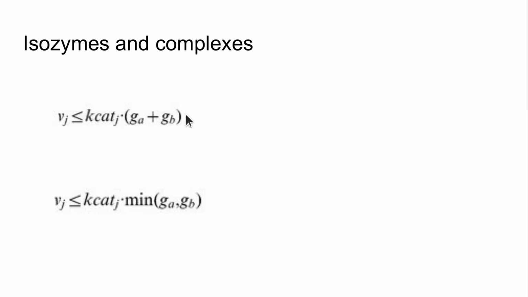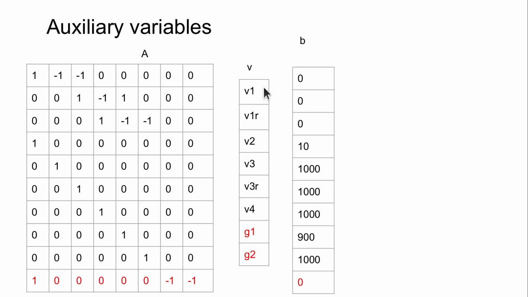Now, this upper part here with isozymes is actually pretty straightforward, because it's a very simple linear inequality. We have one variable that has to be less than the sum of two others, while on the bottom here it's worse, because this is not a linear relationship, but it can be adjusted, and we're going to show you in the next slides how we can do that. So in order to deal with this notion of enzymatic constraints, we add auxiliary variables.